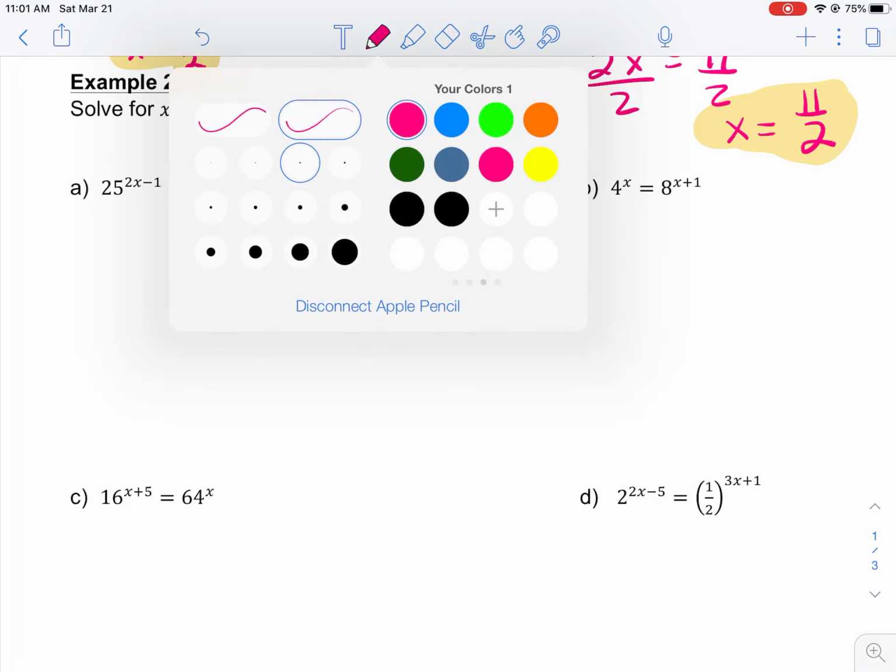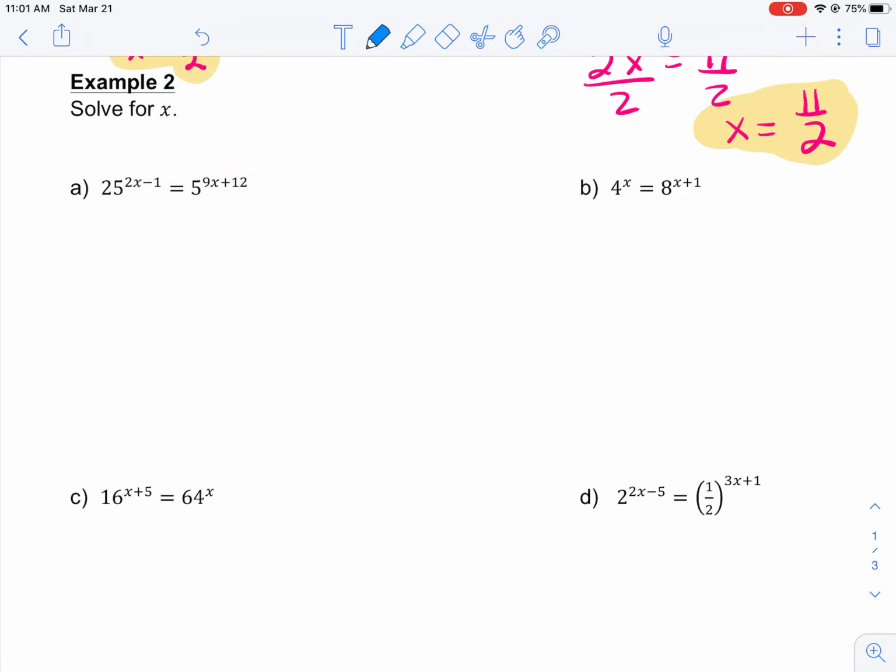All right, so the next problem, we have 25 to the 2x minus 1 equals 5 to the 9x plus 12. So notice this time we can replace the 25 with 5. So 25 is 5 squared. Now we have a power to a power situation, so we have to multiply the new exponent 2 by the existing exponent 2x minus 1. On the right side, we don't have to do anything. We just leave that 5 to the 9x plus 12.